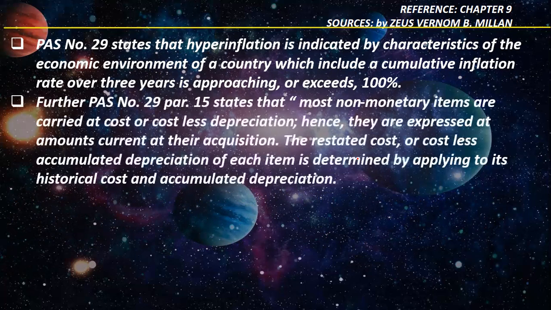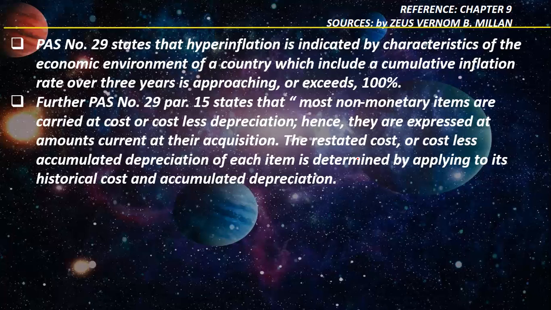Further, PAS 29, paragraph 15 states that most non-monetary items are carried at cost or cost less depreciation. Hence, they are expressed at amounts current at their acquisition. The restated cost or cost less accumulated depreciation of each item is determined by applying to its historical cost and accumulated depreciation. In the given problem, the building is already net of accumulated depreciation, so we can automatically restate that amount. But if given the historical cost and the accumulated depreciation, each should be restated.